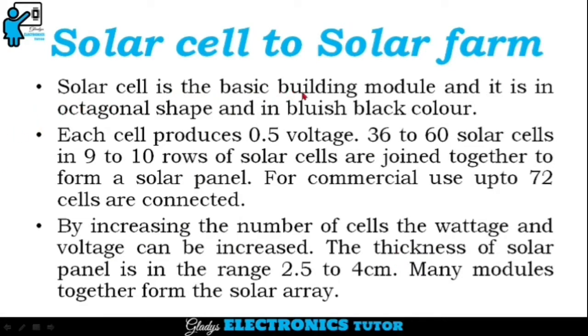So solar cell is the basic building module, and it is in octagonal shape and in bluish black color, and each cell produces 0.5 voltage. 36 to 60 solar cells in 9 to 10 rows of solar cells are joined together to form a solar panel. For commercial use, up to 72 cells are connected. By increasing the number of cells, the wattage and voltage can be increased. The thickness of solar panel is in range 2.5 to 4 centimeter. Many modules together form the solar array.